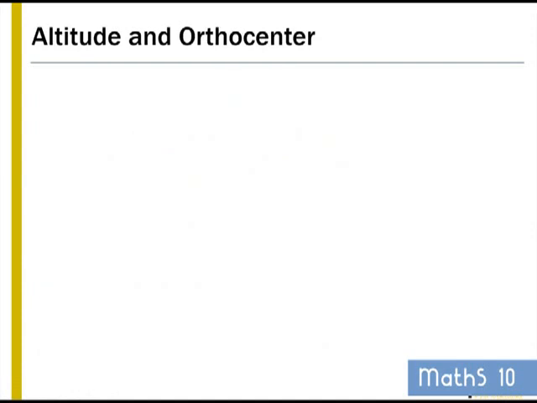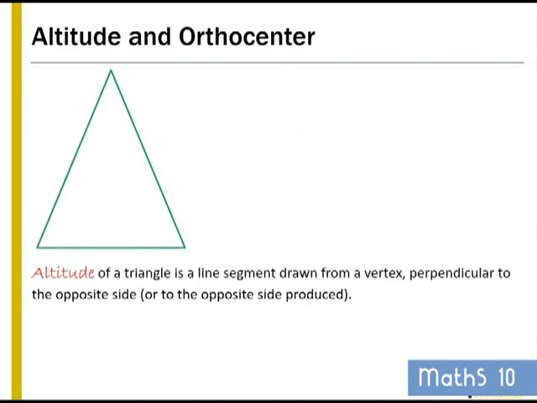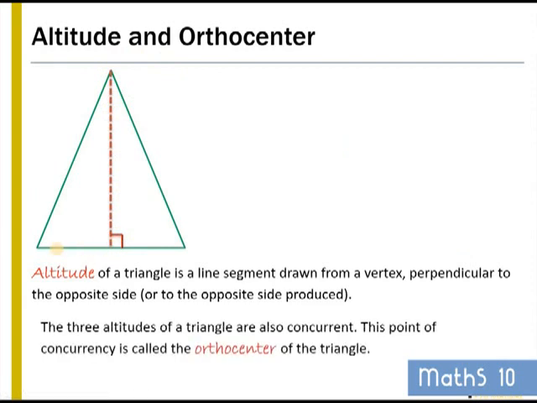Altitude and orthocenter. The altitude of a triangle is a line segment drawn from a vertex that's perpendicular to the opposite side, or to the opposite side produced. So for example, if we take this vertex here, we draw a line which meets the opposite side at 90 degrees. The three altitudes of a triangle are also concurrent, which means that they meet at the same point. This point of concurrency is called the orthocenter of the triangle.